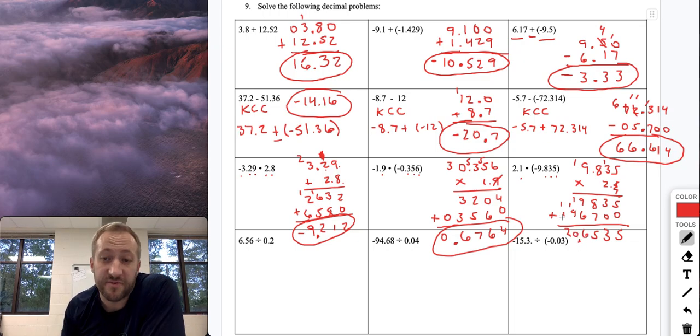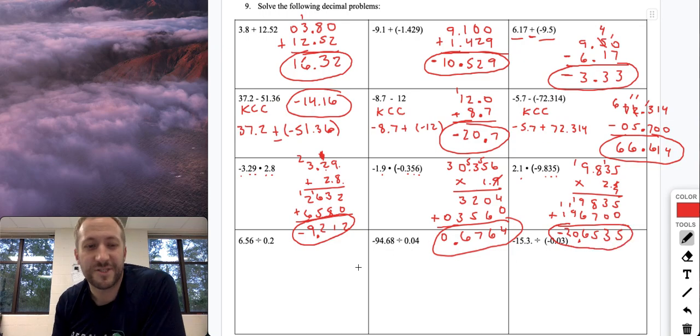Now, is my answer going to be positive or negative? Let's look. I have a positive multiplied by a negative. When the signs are different, I keep a negative answer. So that's what we're looking for there. Let's look at this one.